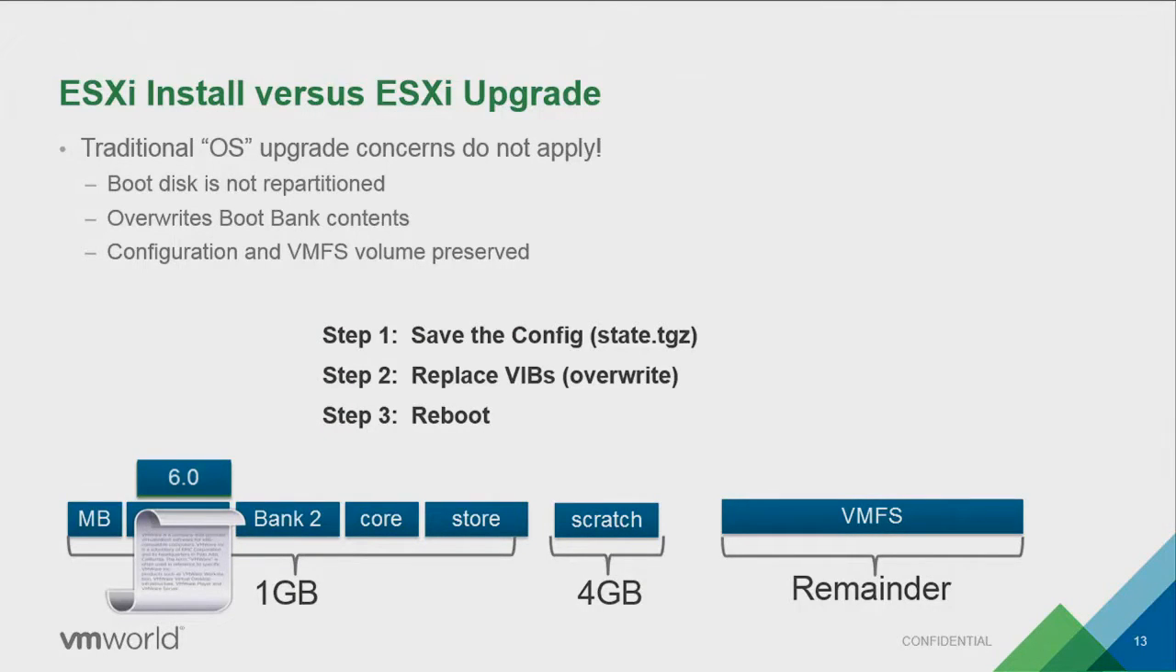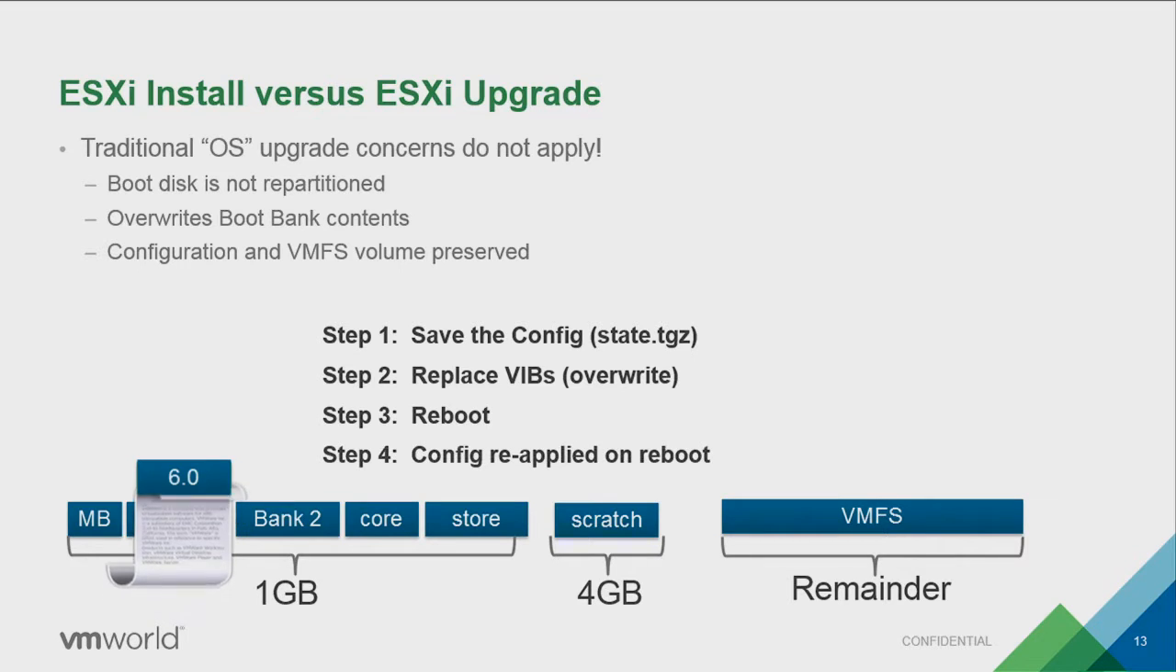And to walk you through the workflow, if you are running a 5.5 box, the first step is to save the configuration state and back it up in memory. The second step is to actually replace the image content. So the ESXi VIBs on the boot bank are going to get replaced with the new version. And the third and fourth steps are to apply the configuration.